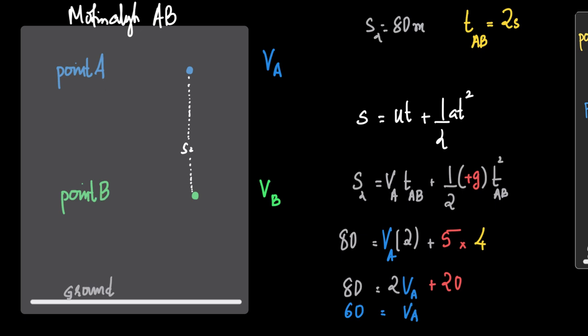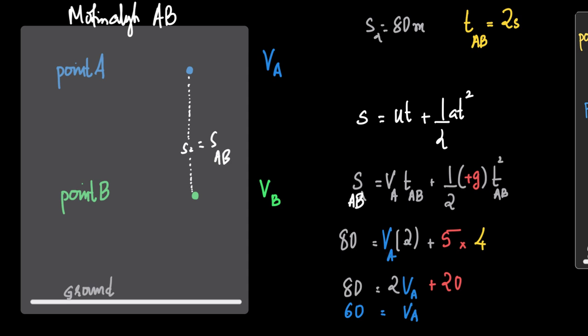And we use the equation S is equal to UT plus half AT square. What is S here? S is the displacement from A to B, which is the vertical displacement here, S2, which is SAB. What is U? U is the initial velocity, the velocity at the initial point. What is the initial point? It is point A. Therefore, the initial velocity is VA.